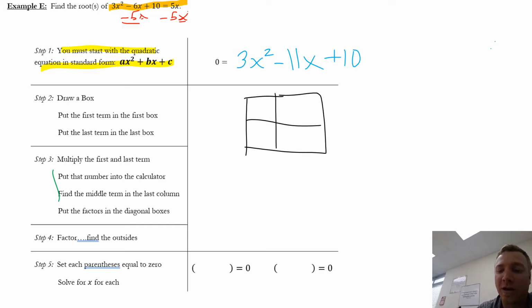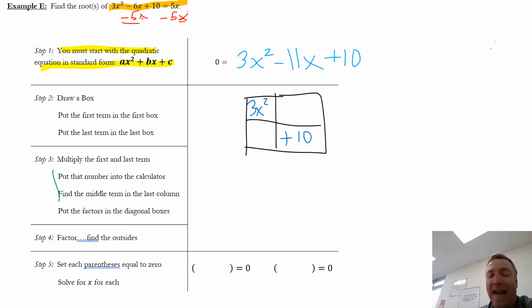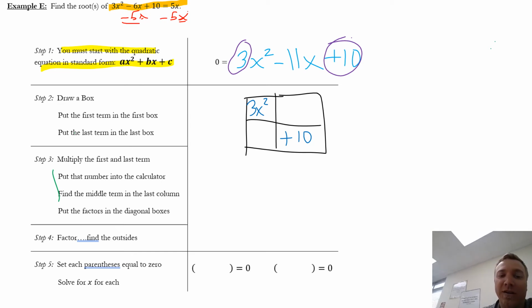And we put the first term in the first box, so we put 3x squared. We put the last term in the last box. The last term is the plus 10. And now we're going to do a few calculator steps to figure out what goes in those other 2 boxes. We multiply the first term times the last. So if we multiply first times last, we get 30. So in our y1 screen, we're going to type in 30 divided by x. And then in y2, we're going to type in 30 divided by x plus x.